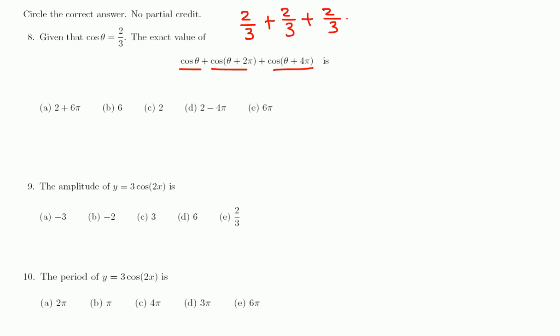2/3 plus 2/3 plus 2/3 is 6/3, which is 2. So part C.